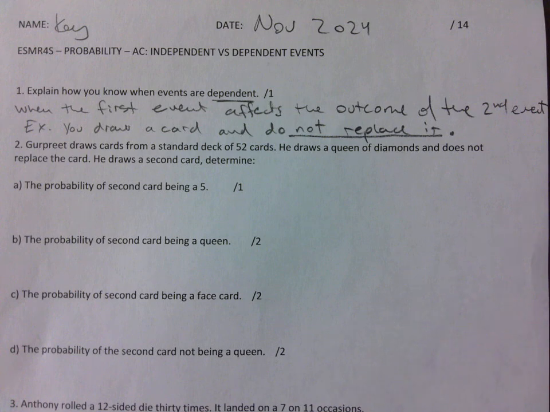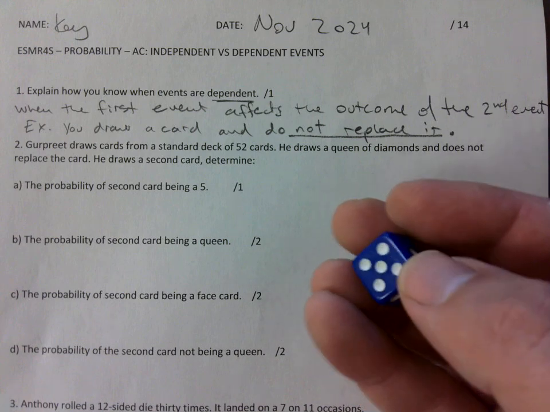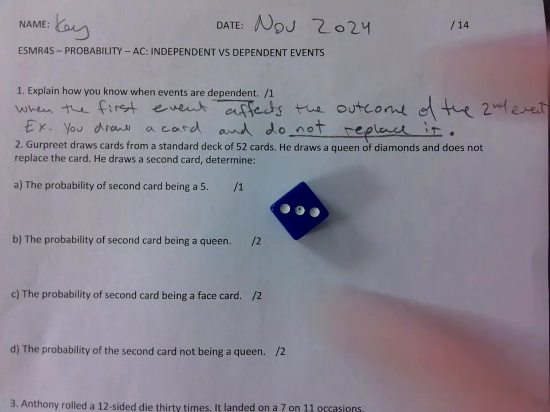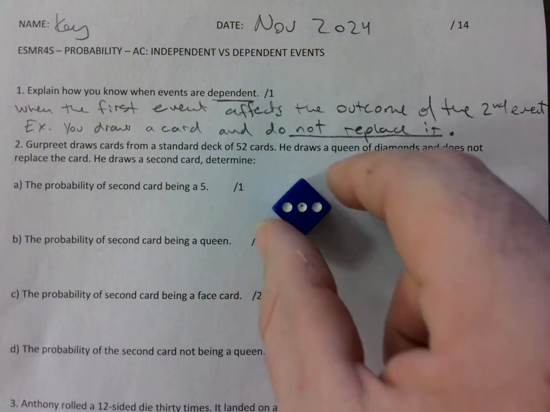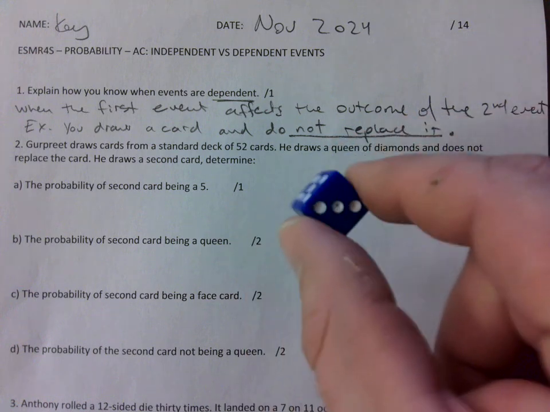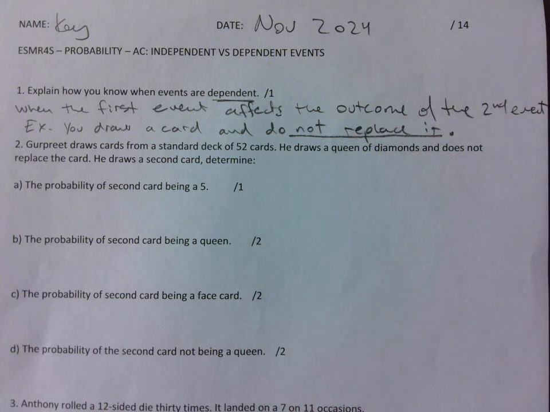Independent, you replace things. Or the first event doesn't affect my second. Classic is a die, right? Whether I roll a 5 here or a 3, it will not affect. If I now ask you, hey, what's the probability of rolling a 4? This outcome doesn't affect the second at all, or the third, or the fourth. Nothing changes here. Same with a coin, right?